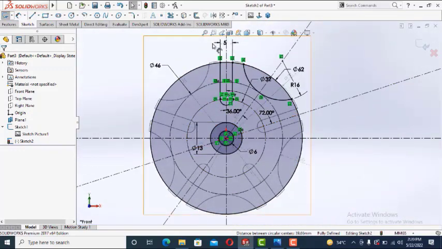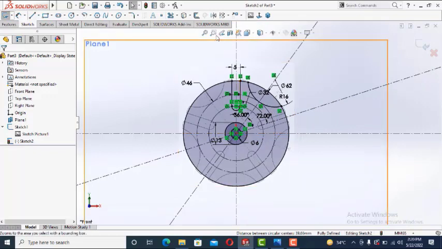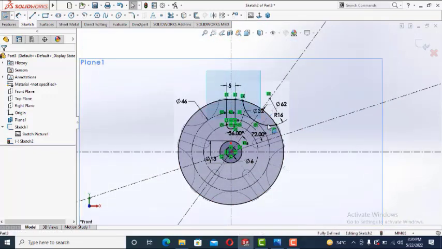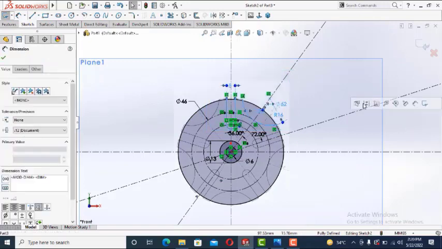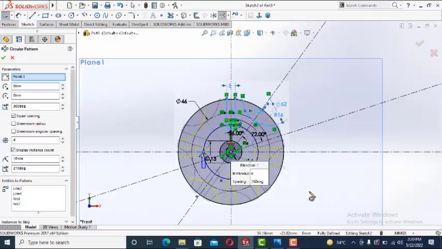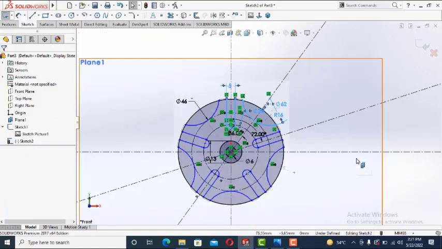Now we have to copy these two elements 5 times. For that we will use the circular pattern. First select these two elements, and here circular sketch pattern. The center is already picked by Solidworks, the center of the circles, and we can see the number of instances are 4 here by default, but we have to draw 5. We have to copy 5 times, so make it 5 and see all are copied.